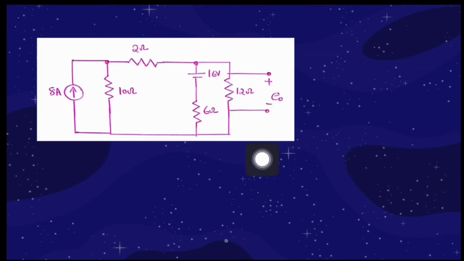This is the network. How can we calculate the unknown quantity? Which is the most appropriate circuit analysis technique for this network? Any idea? Okay, now you look at this portion. Here you can see a current source with a parallel connected resistor, 10 ohm.